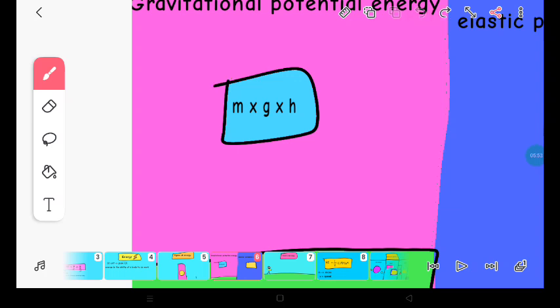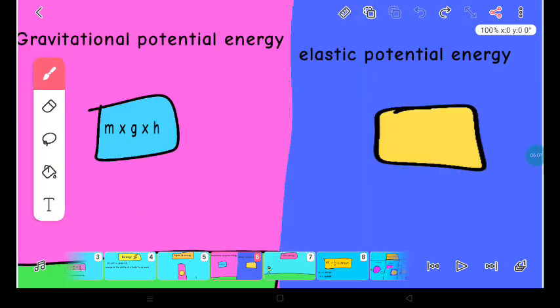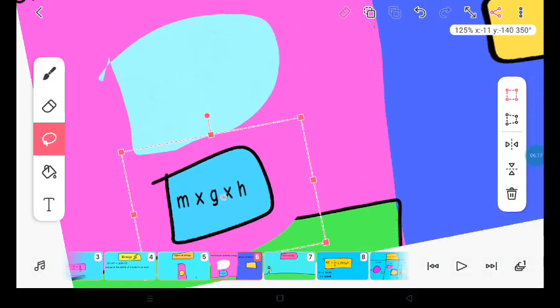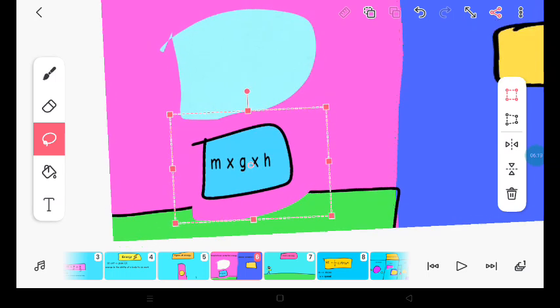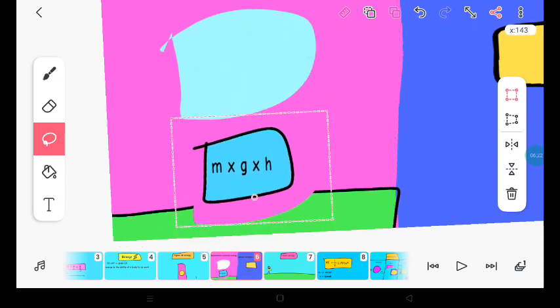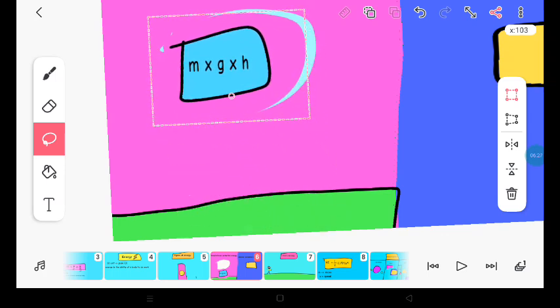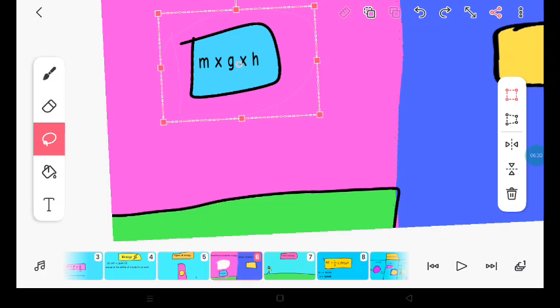Gravitational potential energy is the energy acquired by a body when it is raised at some height from ground level. Means the gravitational potential energy is the energy which a body has gotten when it is raised at some point from the ground level. For example, this yellow rectangle has no gravitational potential energy because it is touching the ground. But when this blue rectangle goes up, it has gravitational potential energy.